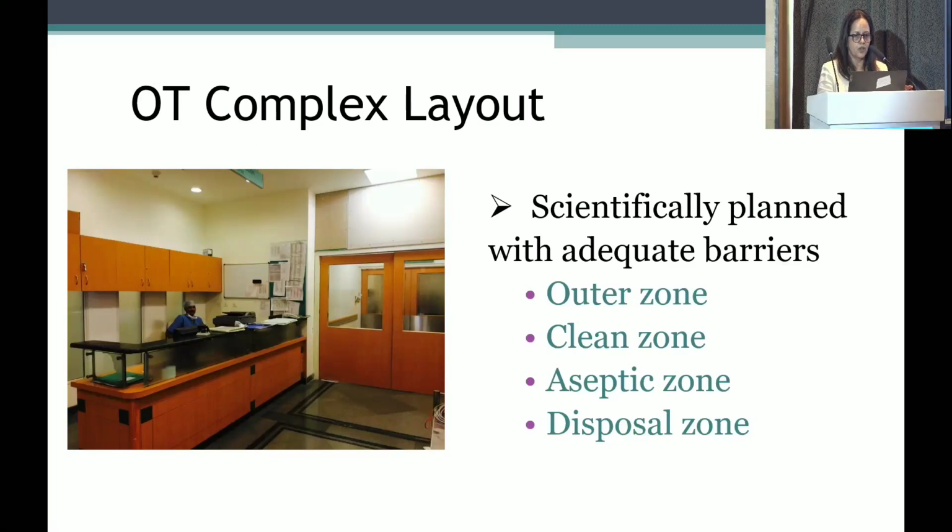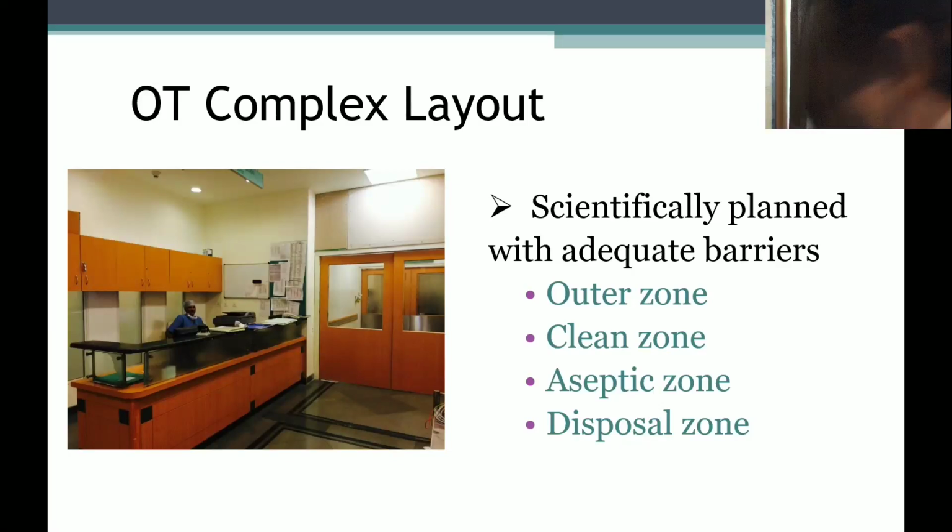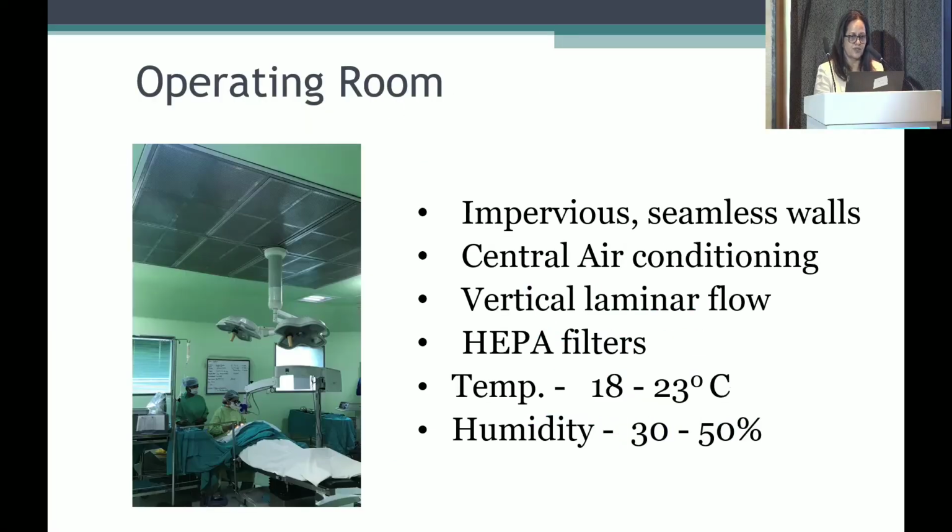As we all know, it should be scientifically planned with adequate barriers. We might not all have a very fancy OT, but just the same, having protocols in place and ensuring that the staff rigorously follows these protocols, and that barriers are maintained between the outer zone, clean zone, aseptic zone, and disposal zone, will help you save yourself from a lot of issues.